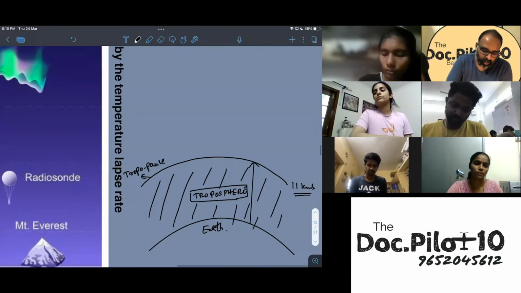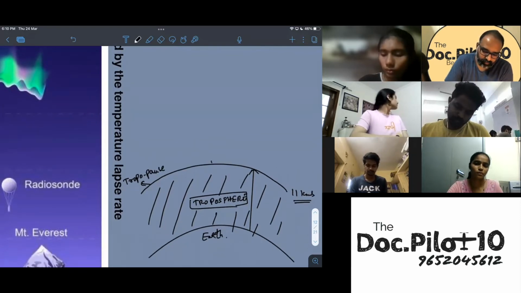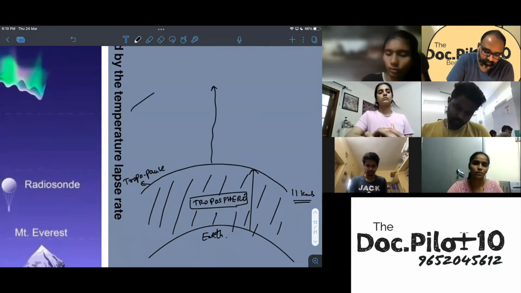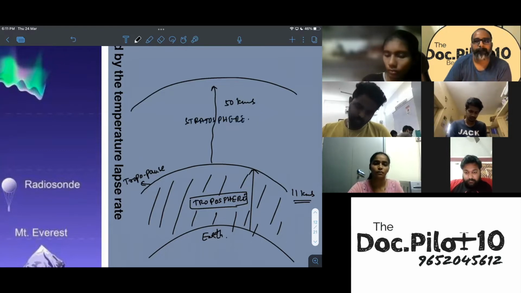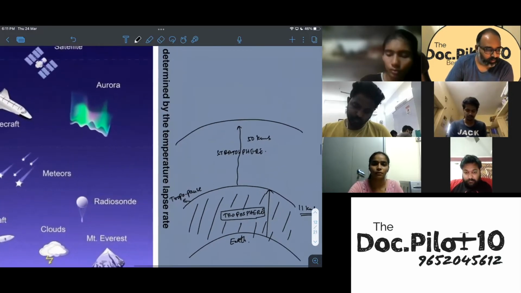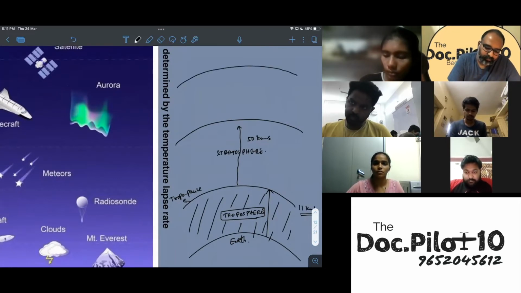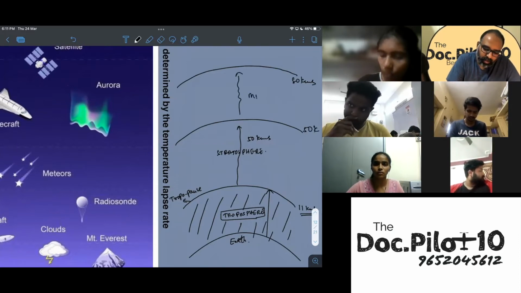Correct. Above the troposphere, from the troposphere to 50 kilometers height, the layer is called the stratosphere. From the stratosphere up till 80 kilometers, 50 to 80 kilometers, it is called the mesosphere.